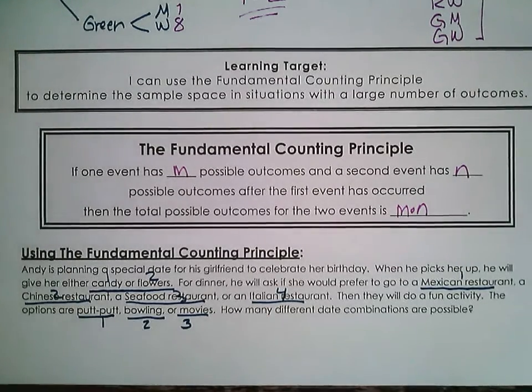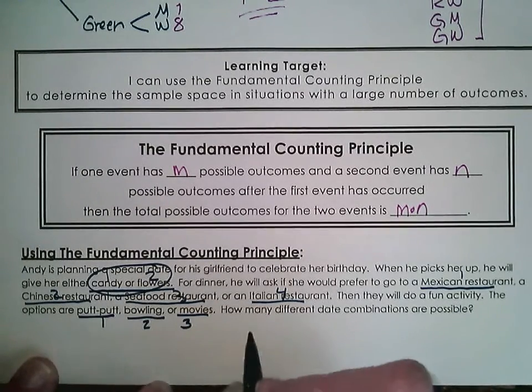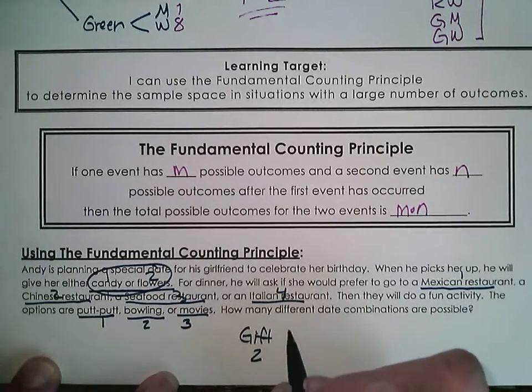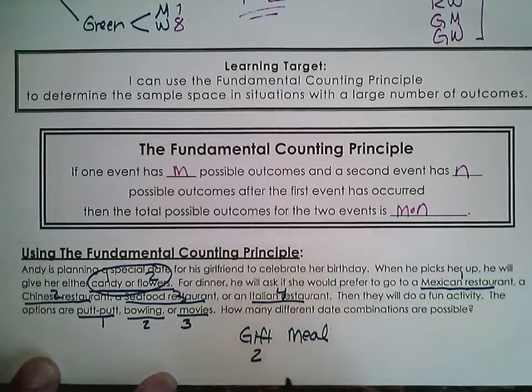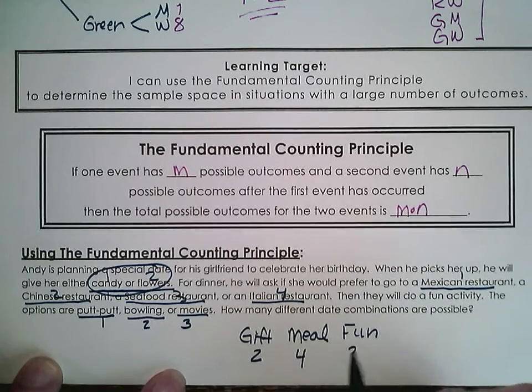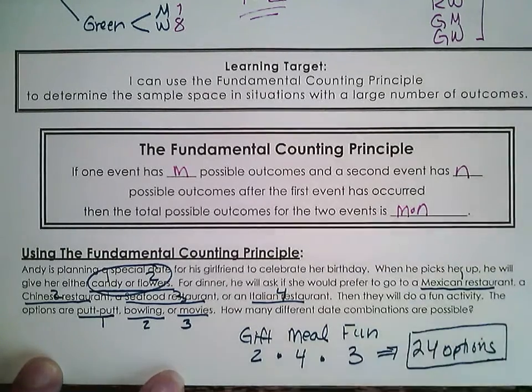Okay, so basically we have a gift. We have 2 options for the gift. Then the actual meal, we came up with 4 different options. And then for the fun afterwards, we came up with 3 more options. So 2 times 4 times 3 gives us a total of 24 possibilities for a fantastic birthday date night. Okay, so there we have it.